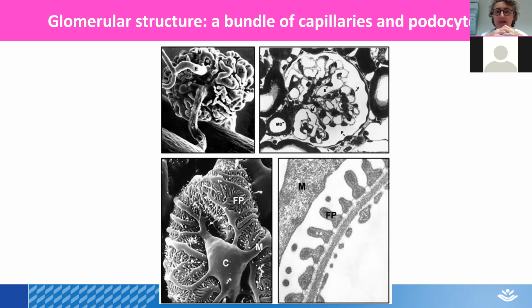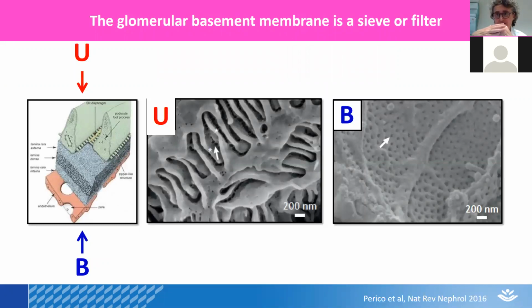The glomerular structure is a bundle of capillaries and podocytes. Podocytes are special epithelial cells, so they're cells that derive from the skin, even though they're within the kidney. Capillaries are tiny, tiny blood vessels. The capillaries and the podocytes are all tightly connected together to filter blood from the capillaries into the epithelial space where the urine is formed. The structure that closely connects the capillaries with the podocytes is called the glomerular basement membrane. It's really a sieve or a filter.